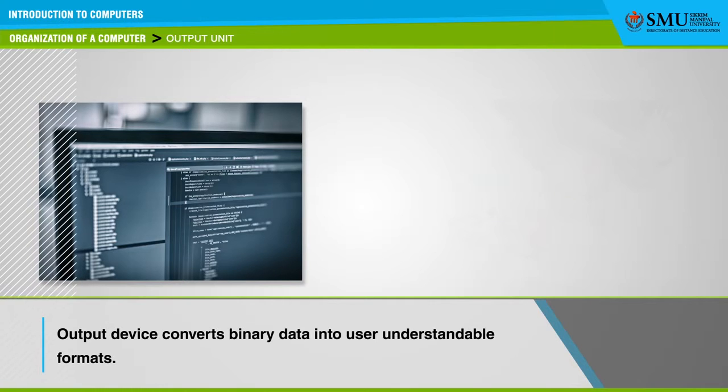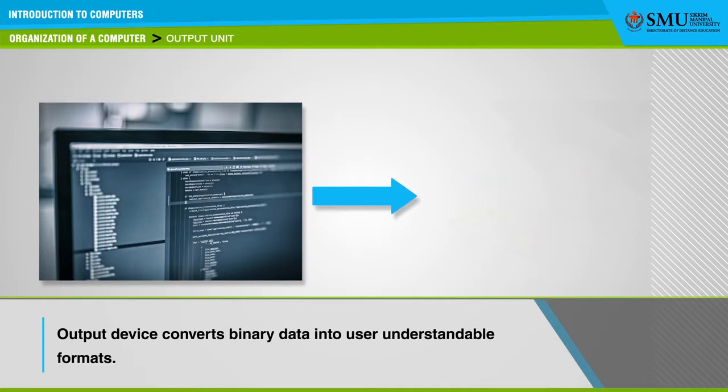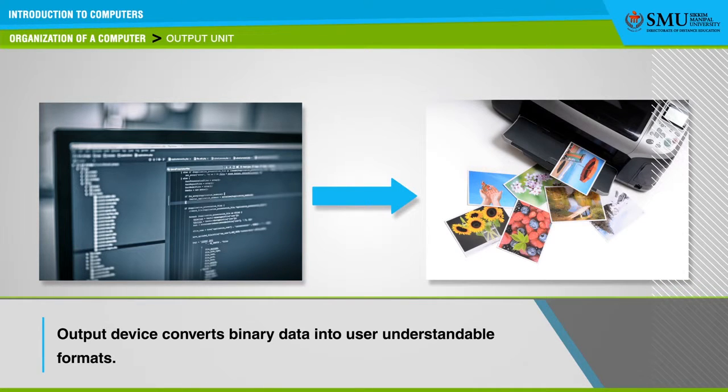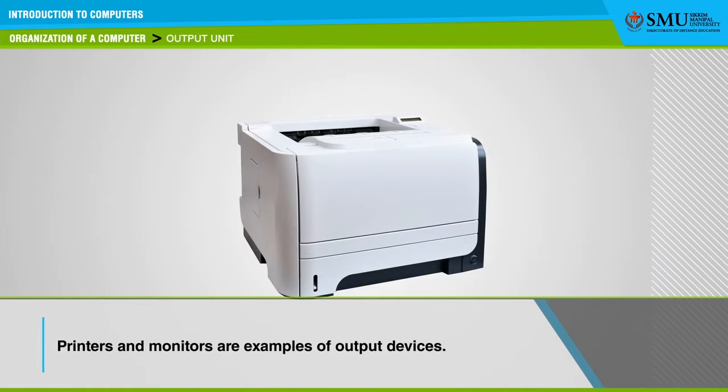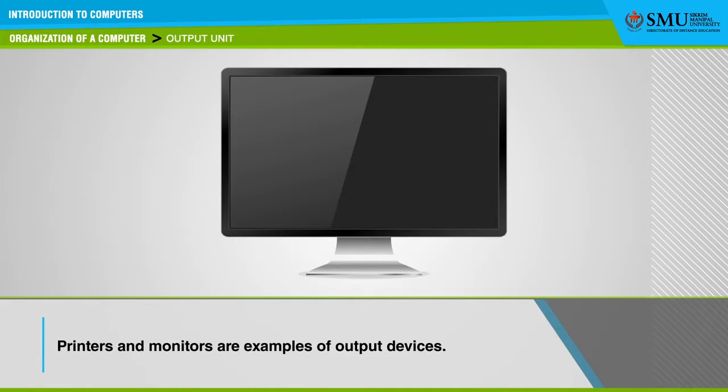Output units are devices which convert the stored binary data into convenient external forms such as text and pictures. Some examples of output devices include printers and monitors.